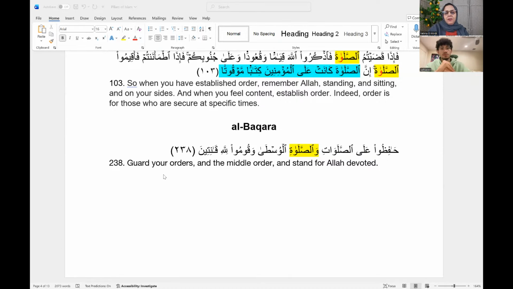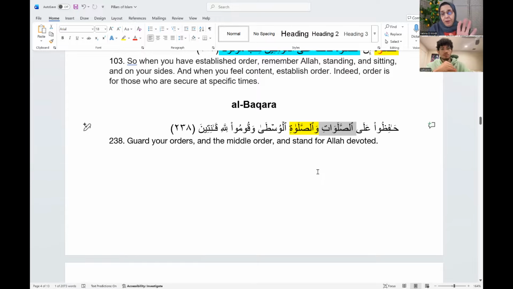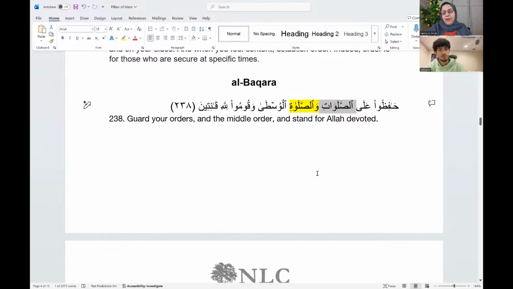So when it tells you guard your orders, there are so many types of salah. That's what I said. As-salawat is orders, the plural of salah. But then it says the middle order is really important, Salat al-Wusta. Traditionally, they tell you, oh, you have 5 prayers and make sure you pray Asr. I found there is no proof of it.